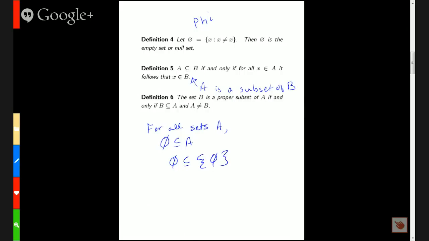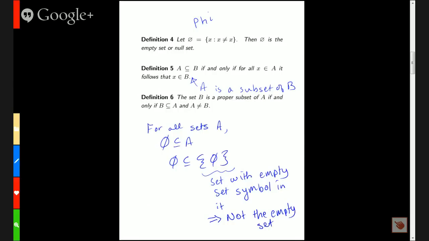Now let's look at this set right here. This is a set with the empty set symbol in it. It is not the empty set. That's important. It's the set with the empty set symbol. That's not the empty set. But the empty set is a subset of every set. So it doesn't matter if I give you this set with the empty set symbol in it. The empty set is still a subset of it.